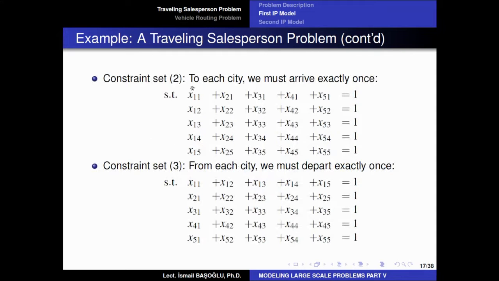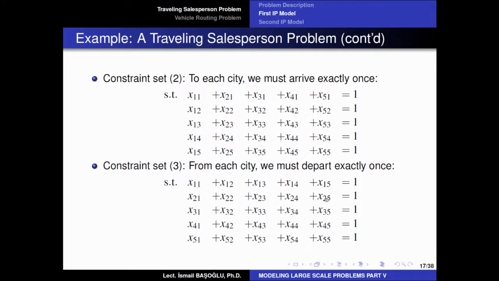Now, the first constraint set tells me that for city 1, I can only arrive to city 1 from one city only. Only one of the edges x11, x21, x31, x41, x51 is going to be active. Similarly, I can arrive to the second city from only one of the cities. So only one of the edges 1,2, 2,2, 3,2, 4,2, and 5,2 is going to be active, and so on and so forth. So these first 5 constraints indicate that to each city we must arrive exactly once.